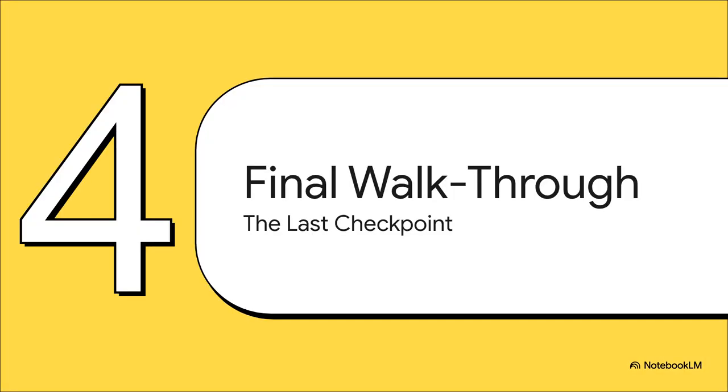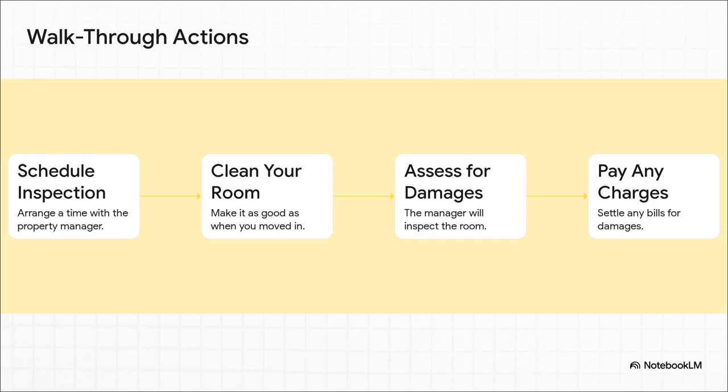Okay, deep breath. We're on to section 4, the final walkthrough. This is the last big checkpoint before you're done. This part is pretty straightforward, just 4 steps. First, you've got to schedule the inspection. Second, clean your room. And I mean really clean it, back to how it looked when you moved in. Third, they'll check for any damages. And fourth, if there's anything found, you'll need to pay for it.